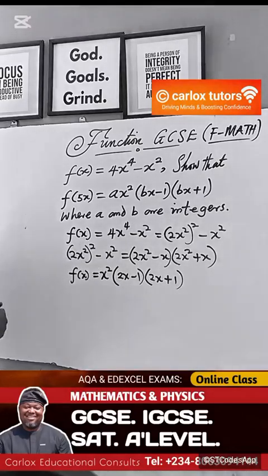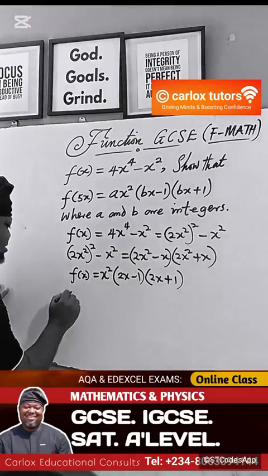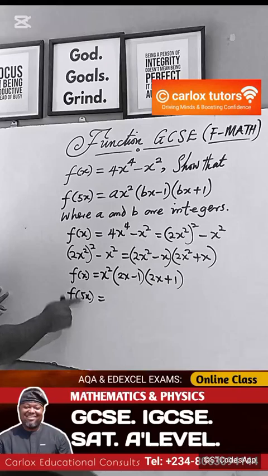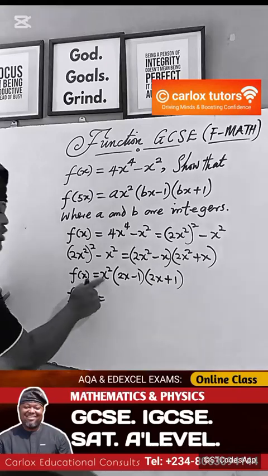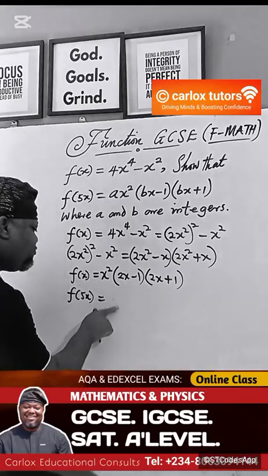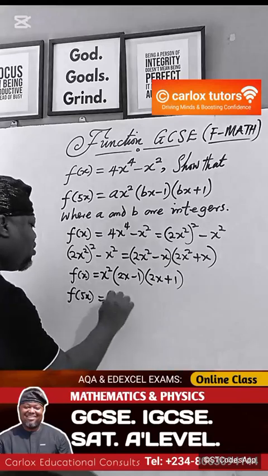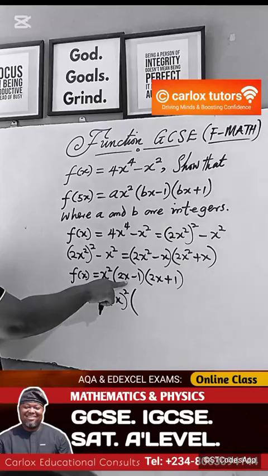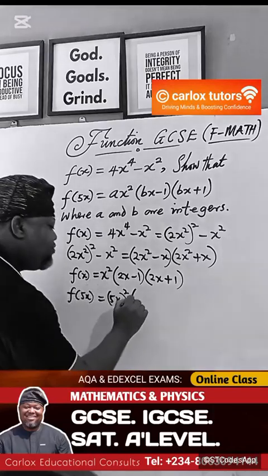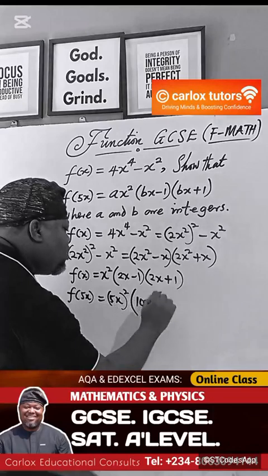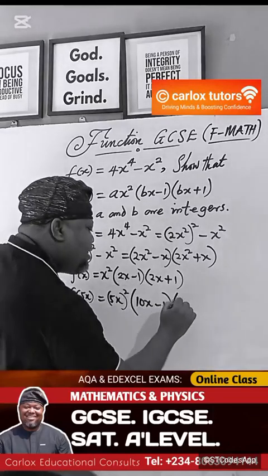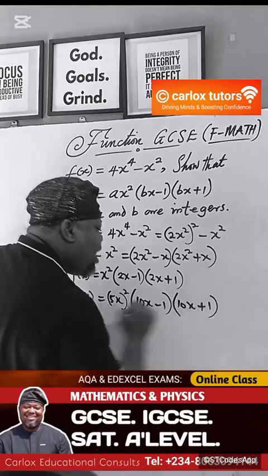So from here, we'll be having that f of 5x will now be, it means that anywhere I see x, I put this one there. I'll be having 5x, all squared in brackets. If I put 5x in where x is, I'll have 5x and I'll have 10x, then minus 1, then bracket. Similar thing here, if I put 5x, I'll have 10x plus 1.